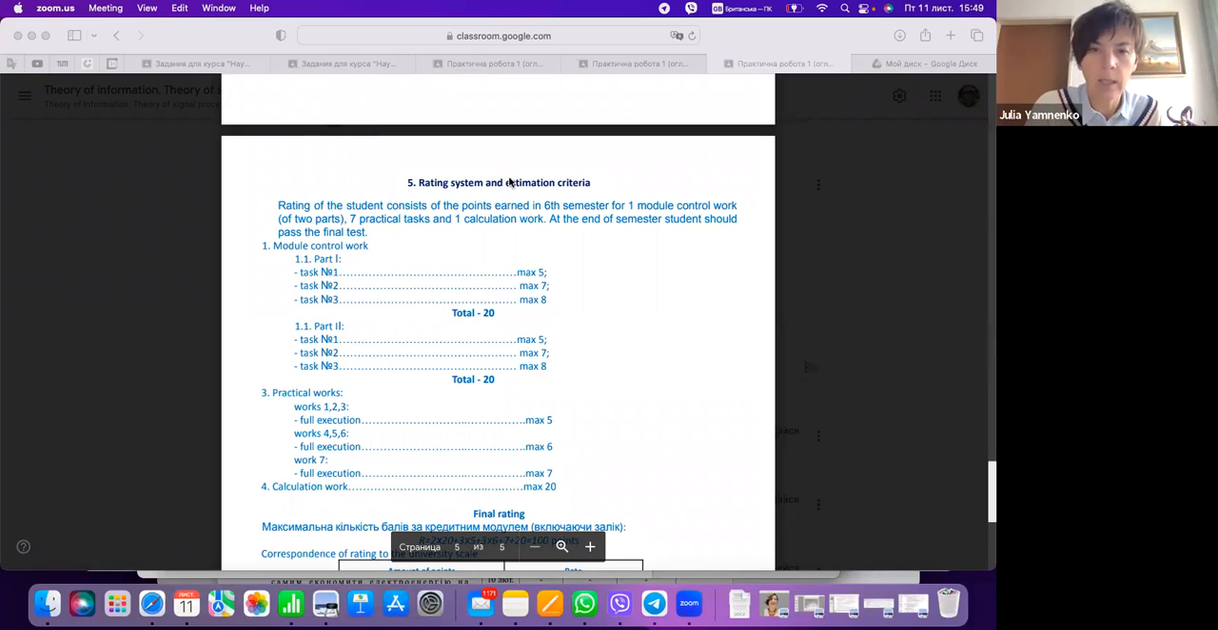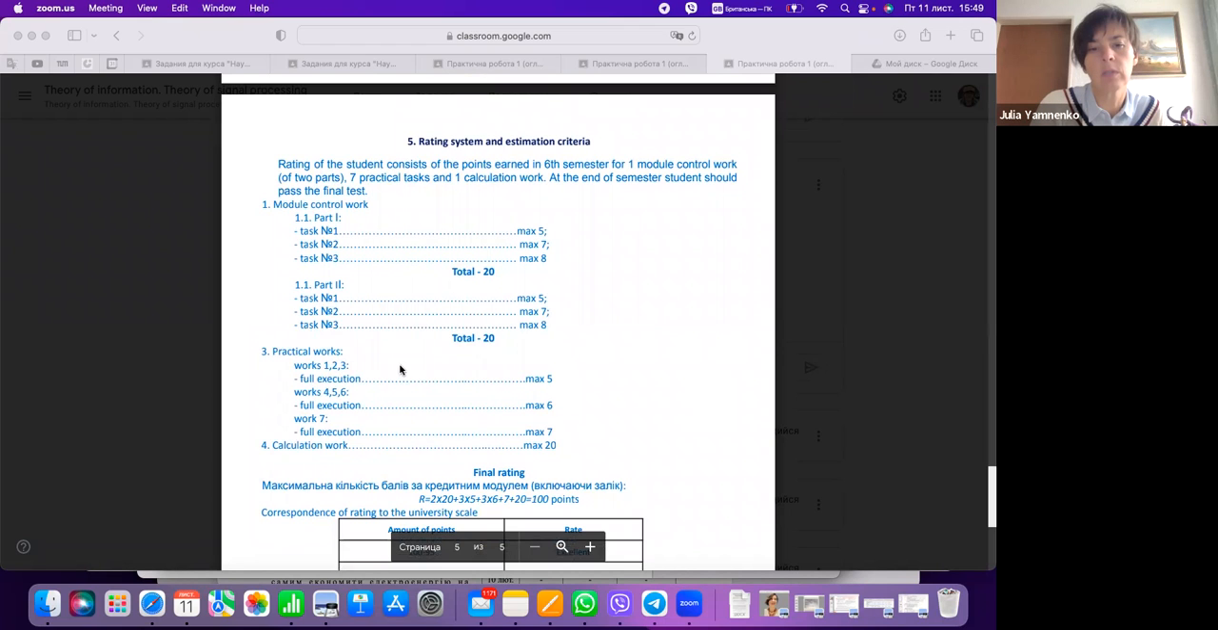For today, I'm ready to explain everything about practical task number 2 and number 3, because you have all the theoretical material concerning this, so I think it will not be so difficult, and it is a very reachable goal for you. In order to start my explanation, I will share my screen. Do you see my screen? Yes?